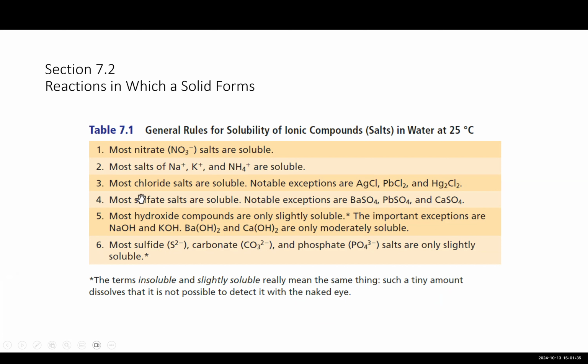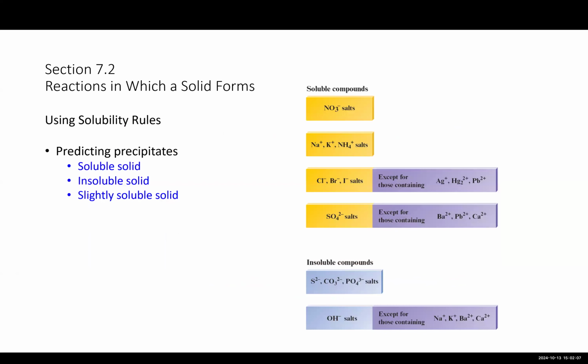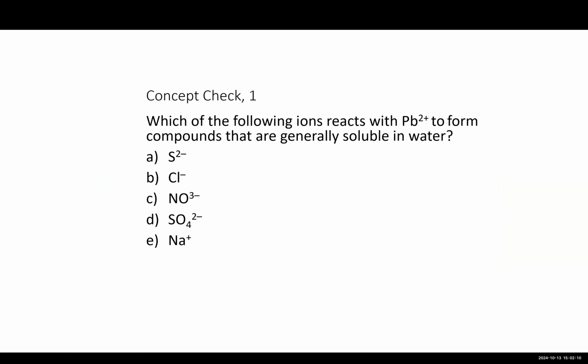Same thing for rule 4. Most sulfate salts are soluble, except these things. And so on, there are more rules. When you have a chemical reaction for this chapter, they will give you two different salts and ask what will happen. Whether there will be precipitation, which is the solid formation, or nothing will happen, is based on these rules.